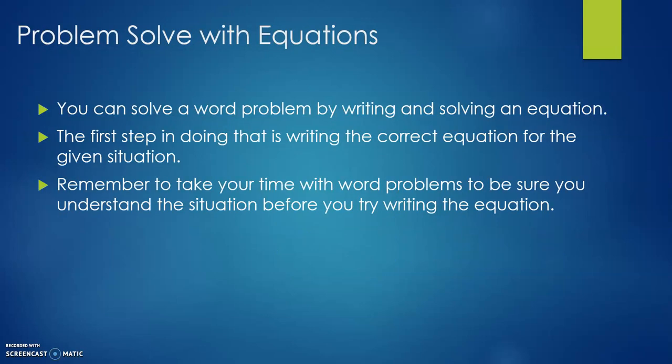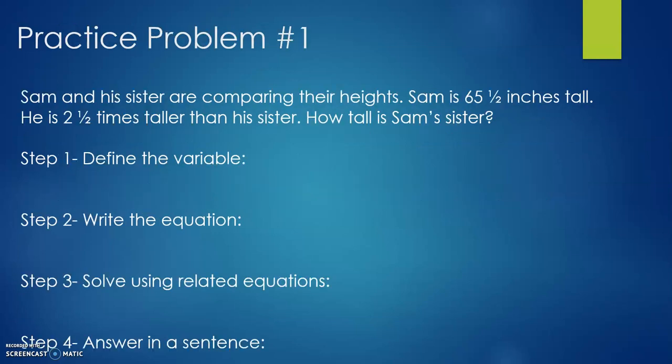When we are problem solving, you can solve word problems by writing and solving an equation. The first step in doing that is writing the correct equation for whatever the situation is. Remember that we're going to take our time with our word problems and make sure that we understand what's going on so that we can write a good equation. So let's look at this practice problem. We have 4 steps, but let's read it first.